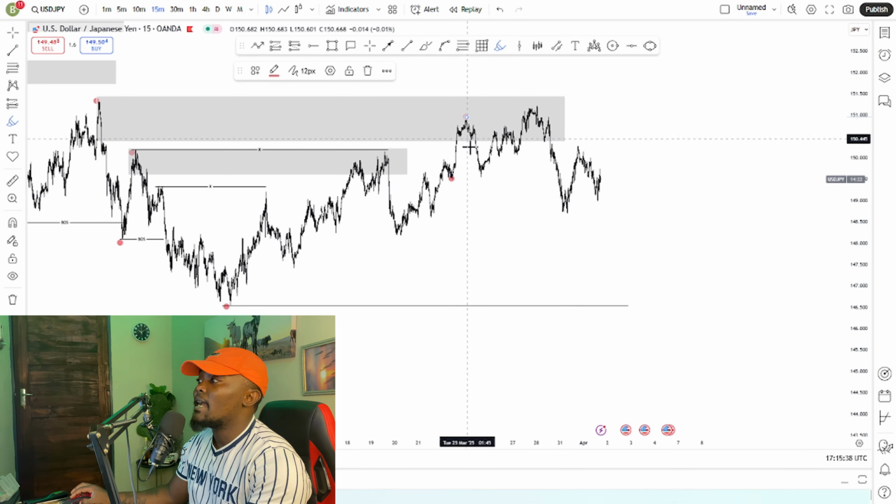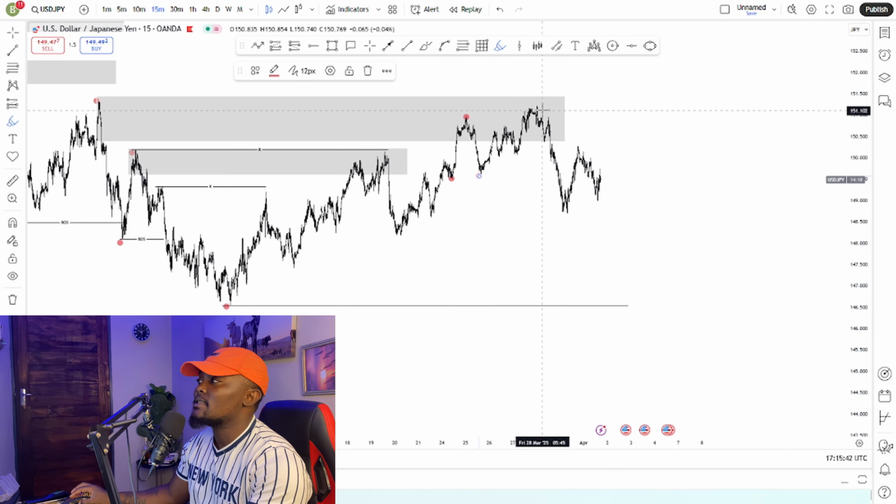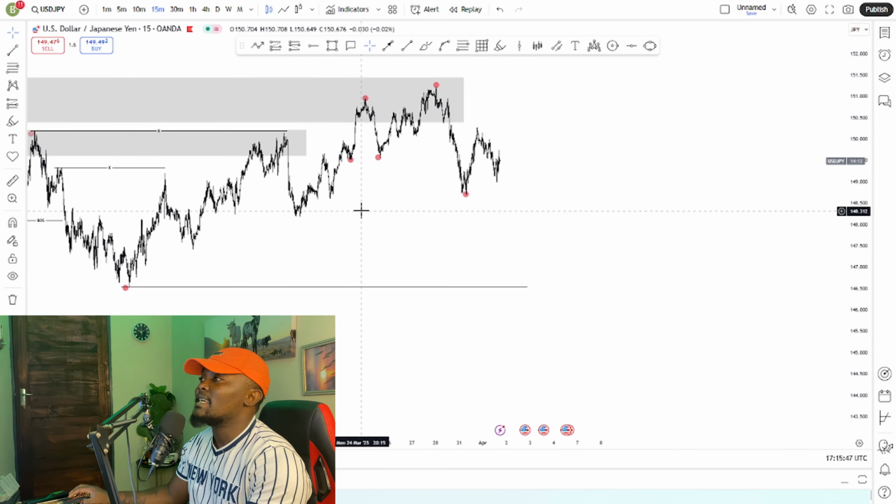low, higher high, guys, higher low. Then we had this internal structures. This is internal, as you can see. Then we had a higher high and then a lower low. That means we had a change of character.